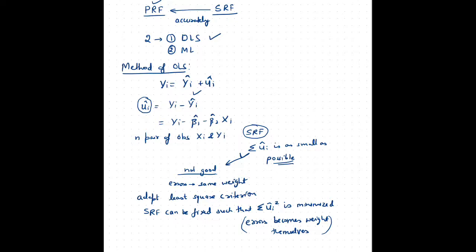So now we have summation ui hat square as some function of beta 1 hat and beta 2 hat, right? Here different values of beta will provide different errors, different values of this summation ui hat square. So now we have to find beta 1 hat and beta 2 hat such that this provides us the least summation ui hat square. So the main objective is to find these parameters.